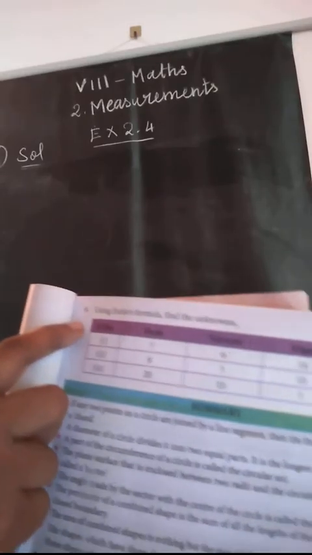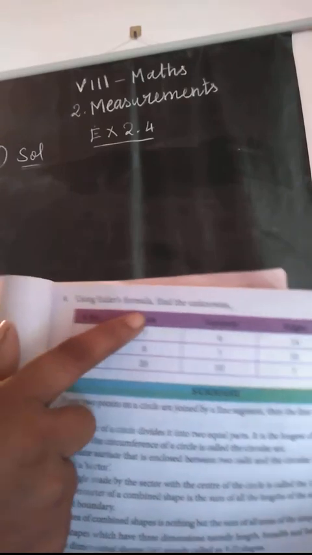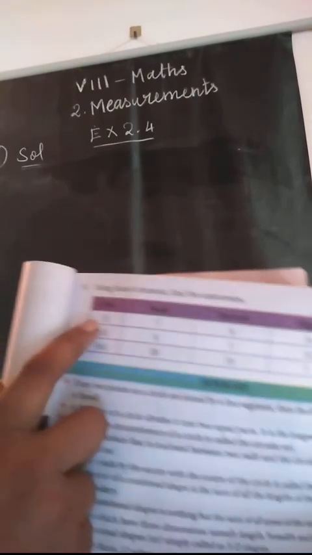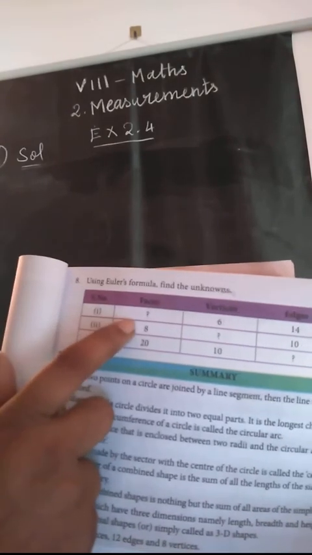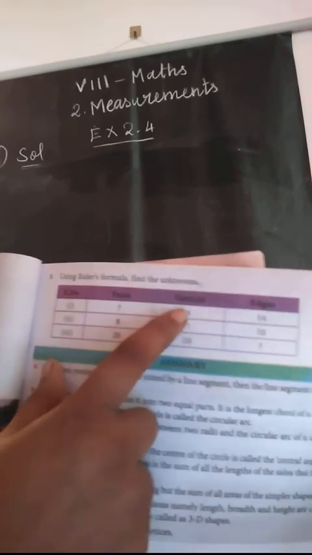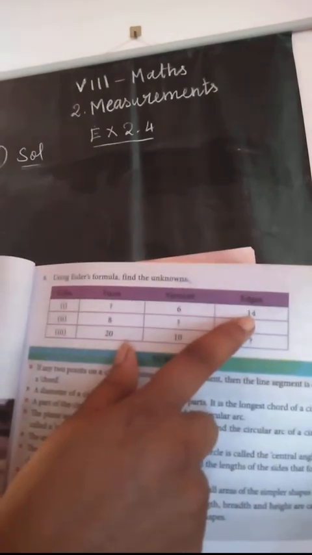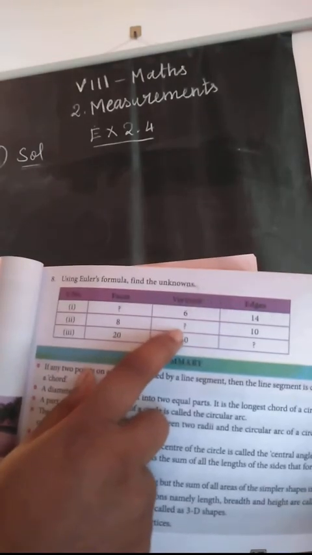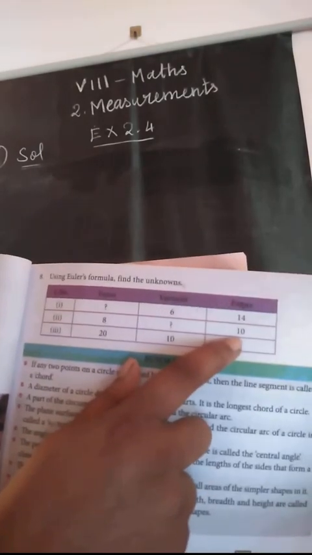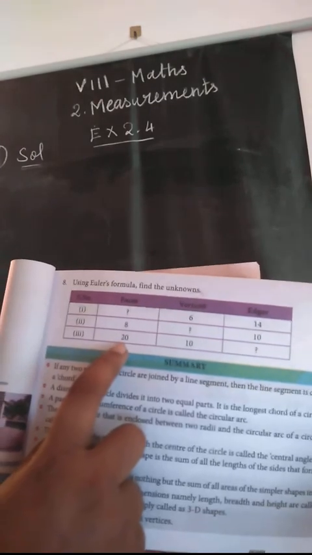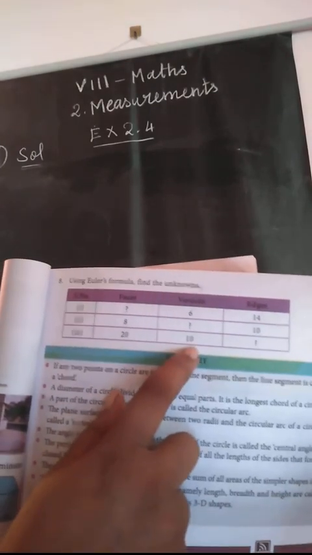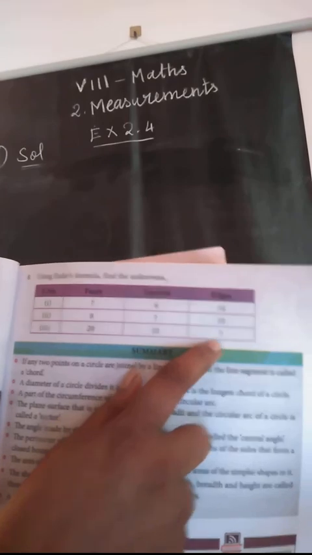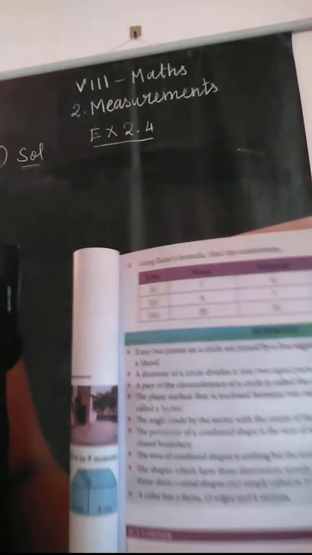The last question, question number 8. Using Euler's formula, find the unknowns. First option, faces is question mark, vertices are given and edges also given. Second option, faces given, vertices question mark, edges also given. Third option, faces 20, vertices 10 and edges question mark. Now see the solution.